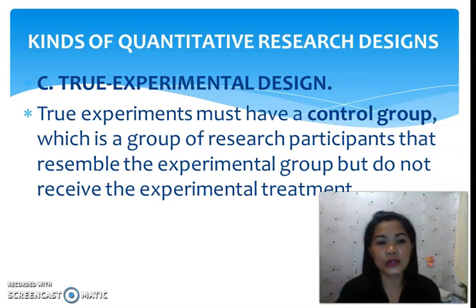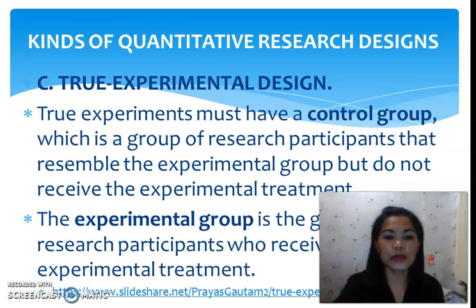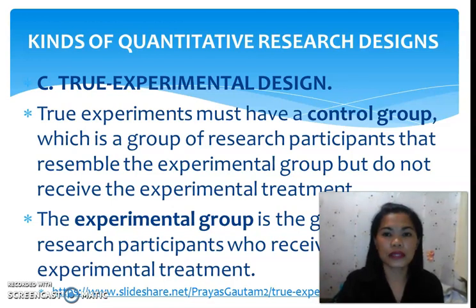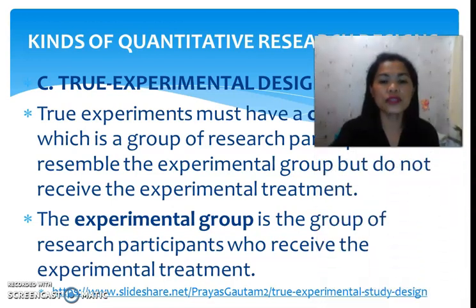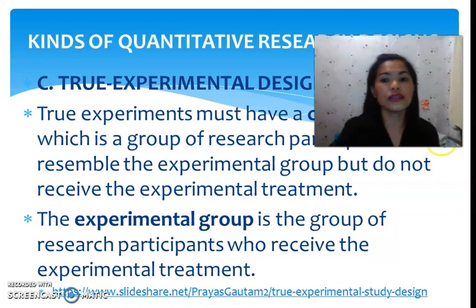It has a control group, which is a group of research participants that resemble the experimental group but do not receive the experimental treatment. So only the group is the same, but they don't have the experimental treatment. They don't have the intervention. The experimental group is the group of research participants who receive the experimental treatment. So in true experimental design, there will be two groups: the control group, who doesn't receive the treatment, and the experimental group, who receive the experimental treatment.